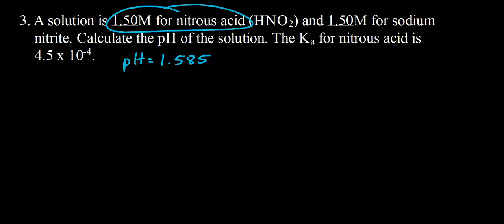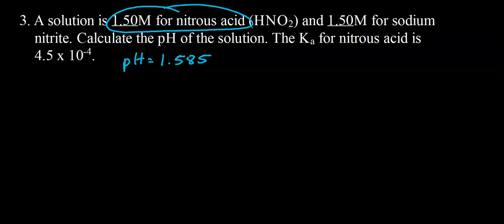We have a solution now for this problem, 1.5 molar nitrous acid and 1.5 molar sodium nitrite. Nitrite is NO2 minus. Again, thinking about the last problem we worked on, what exactly is NO2 minus to HNO2? Think about that. Pause if you have to. NO2 minus is the conjugate, what is it if it has one less H plus? NO2 minus is the conjugate base of HNO2.